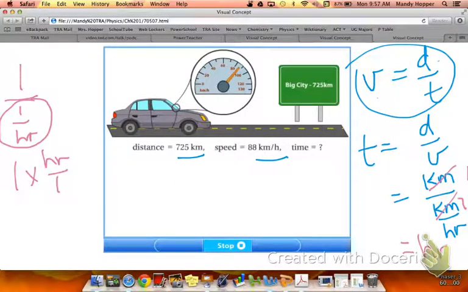Is hour an appropriate unit for time? It is. To keep in mind the rest of the year, whenever you finally get an answer, keep your units attached as you go. And if your units don't make sense for your final answer, you probably got something switched around early on.